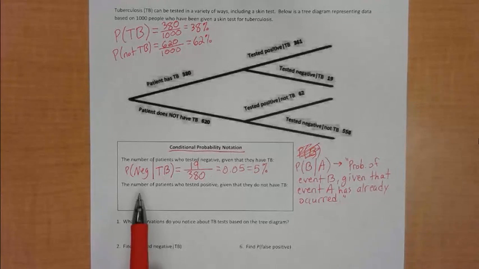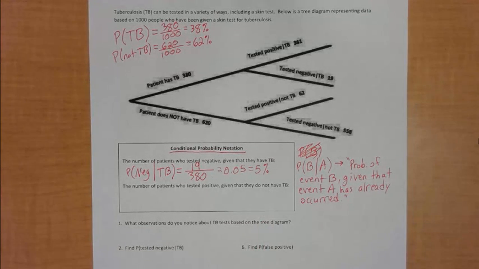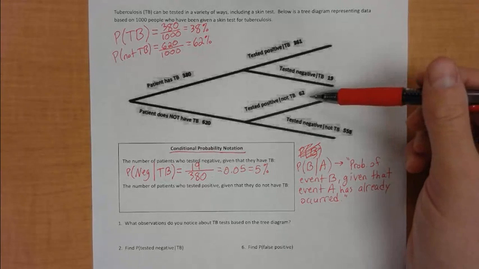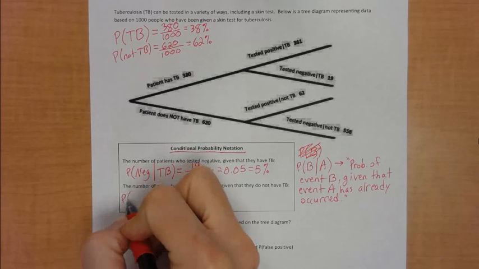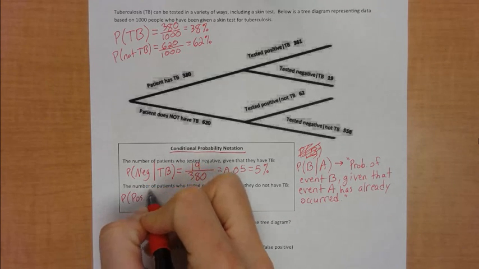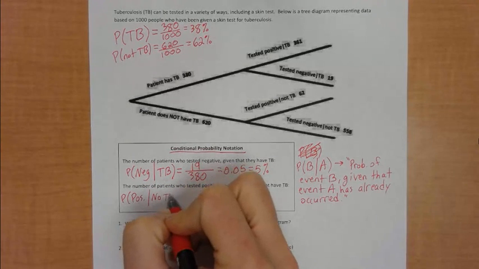So the next situation is the number of patients who test positive given that they do not have TB. In the medical community, this is known as a false positive. You test positive, but you don't actually have TB. So if we want to write where this number is, we would write testing positive given that we do not have TB.